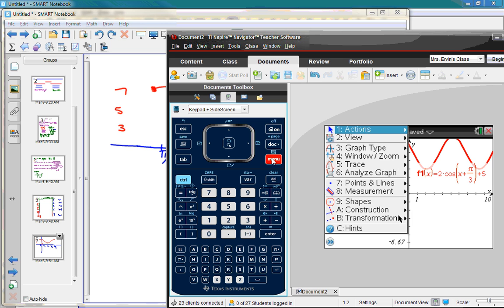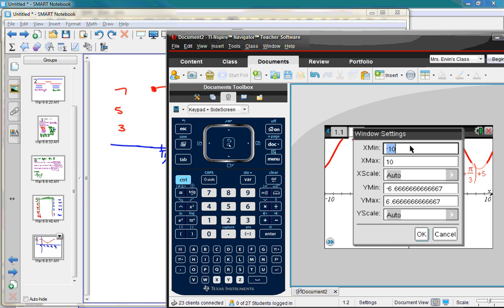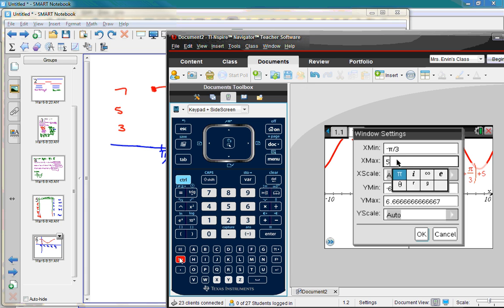I'm going to go to menu, window, window settings, and I want it to start at negative pi divided by 3. I want it to end at 5 pi divided by 3. I want it to go by increments of what? 2. Pi divided by 2.